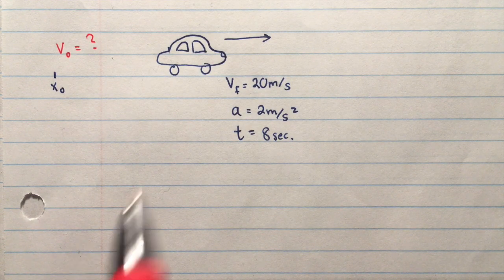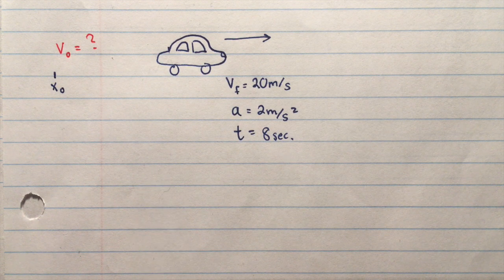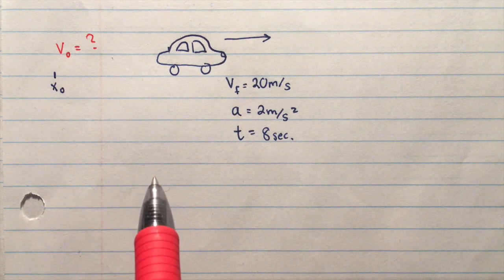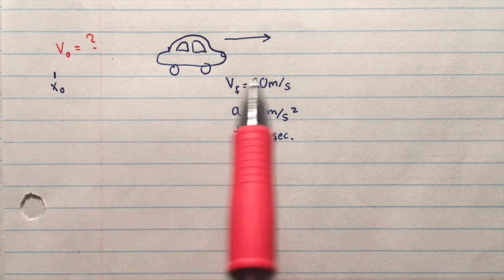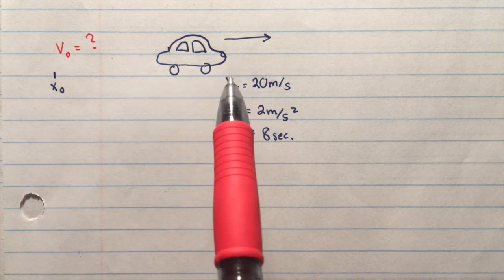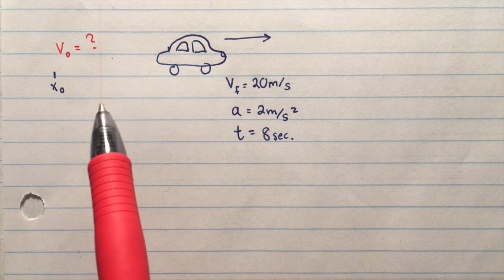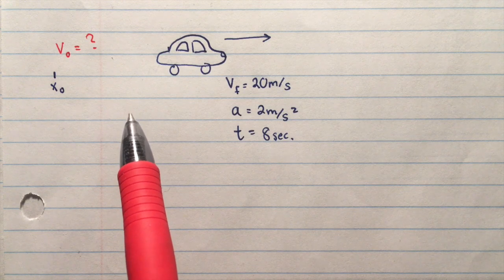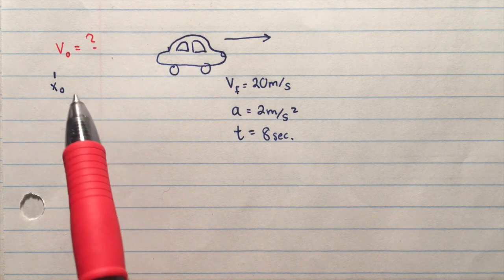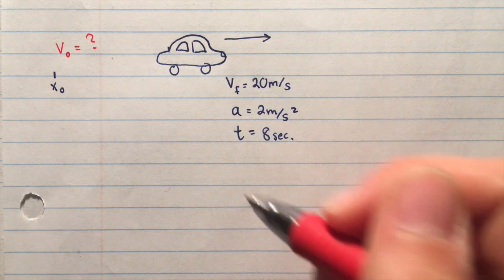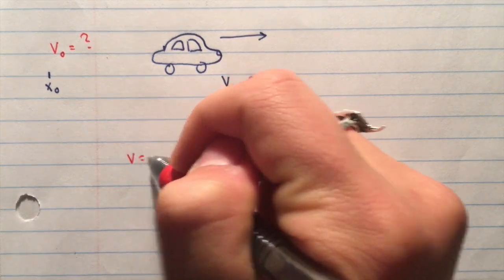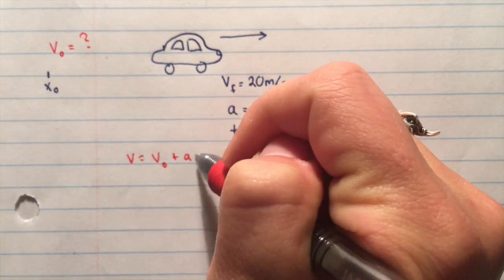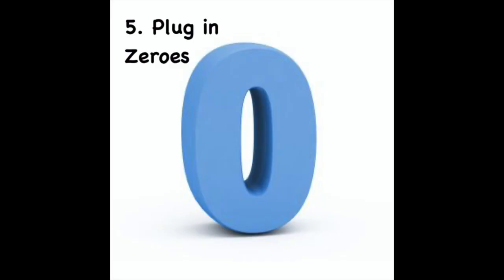Okay, so the second and the third equations both have an x and an x naught in them, but we don't know anything about position. We don't have any numbers related to the position of the car. So I can exclude the second and third equations, and I'm left with the first equation. So I'm going to write it out. v equals v naught plus a t.